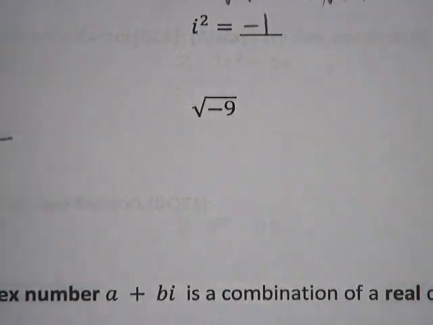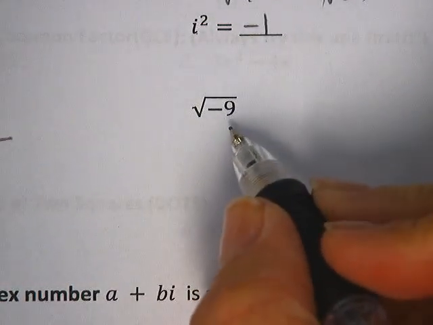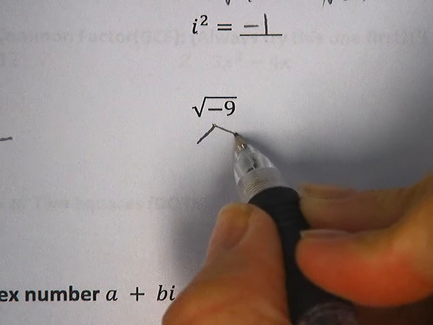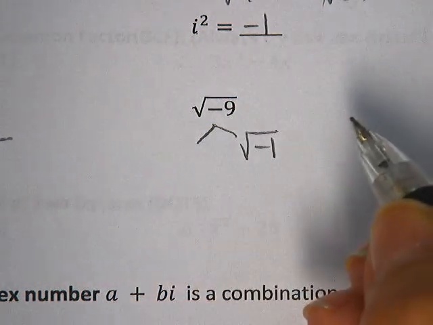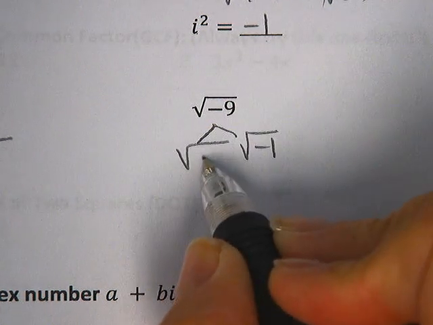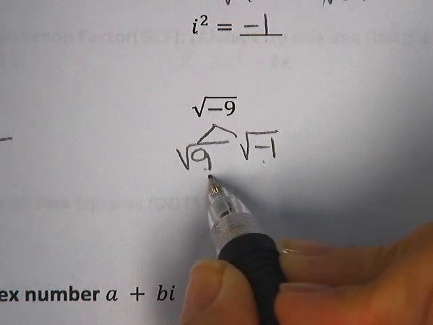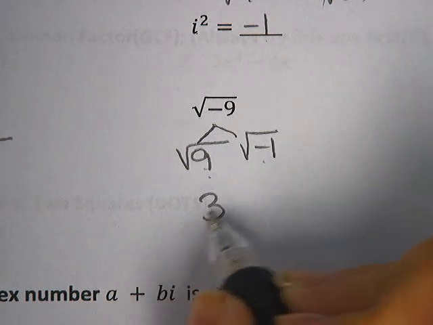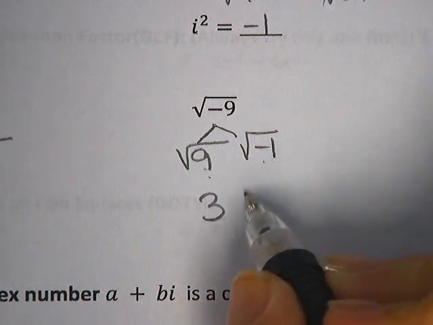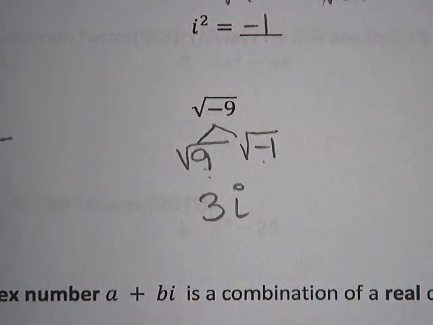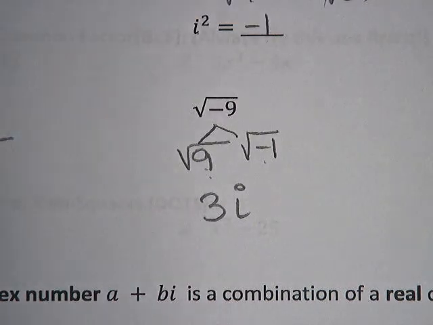Okay, we're going to do the same thing with -9. Again, break it into factors. So we break the -1 out, and then we have the square root of 9 multiplied by the square root of -1. Square root of 9 is 3. Square root of -1 is i. So the square root of -9 is equal to 3i.